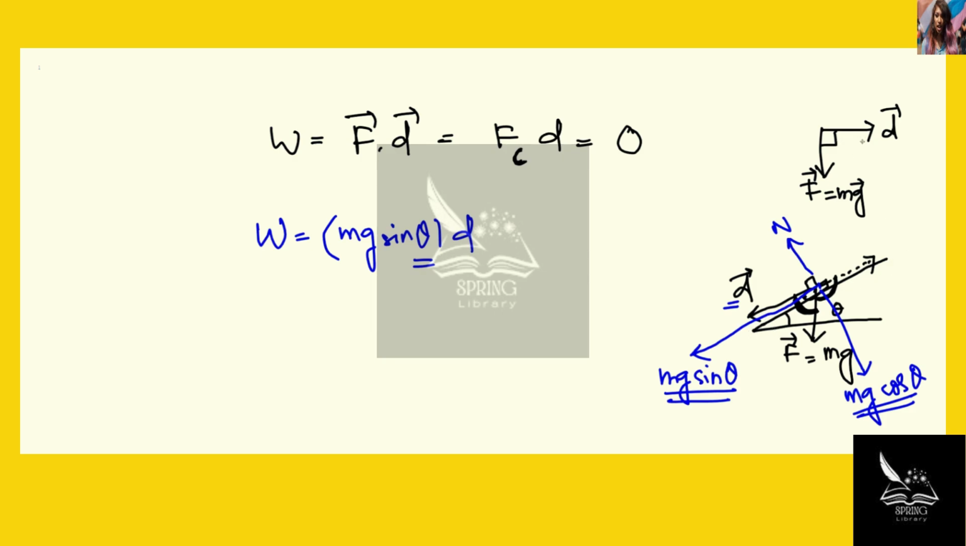Initially, since the car was on level ground, theta was 0, and therefore sine theta was 0, and hence work done came out to be 0. Over here, theta is not equal to 0, so this is going to be some non-zero value, and this means that work done by gravitational force is going to be non-zero.